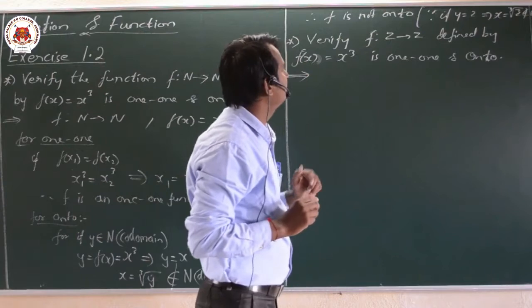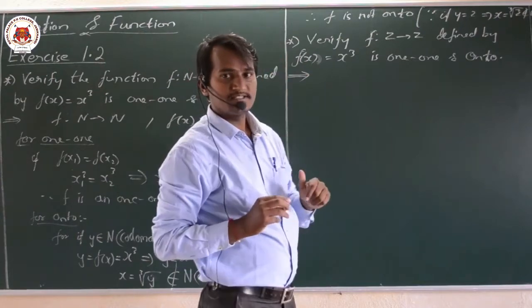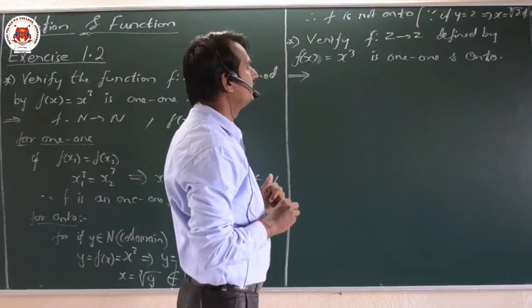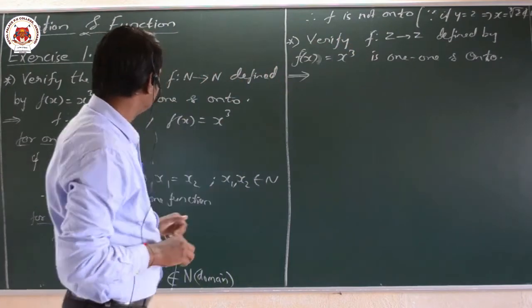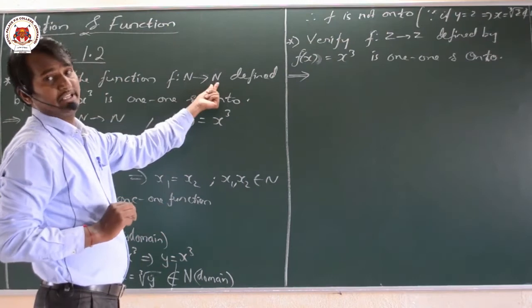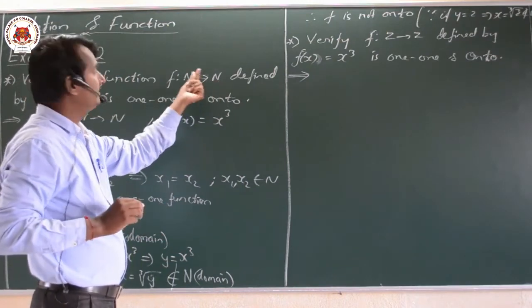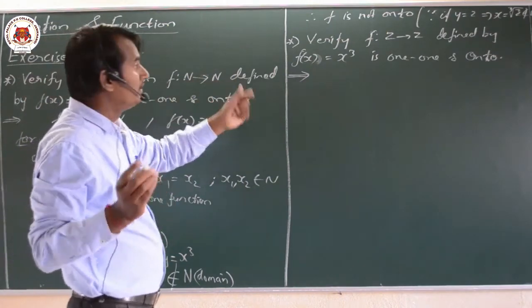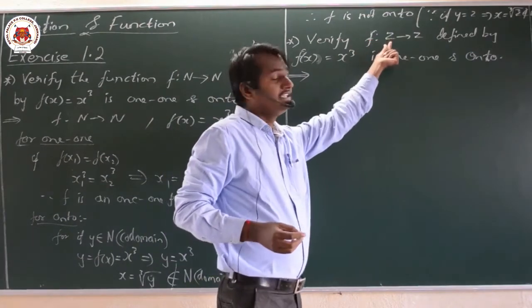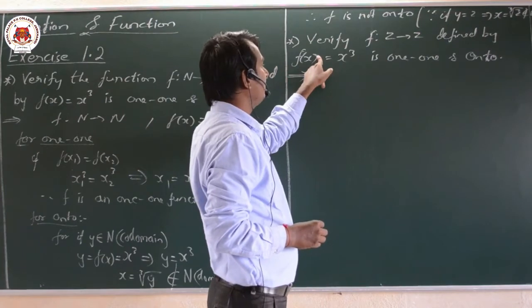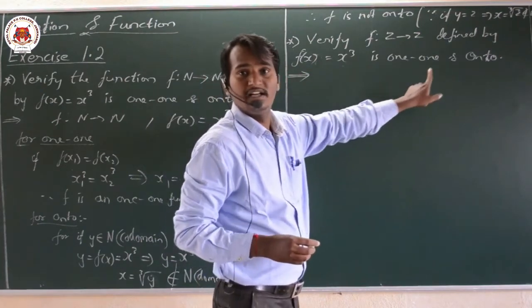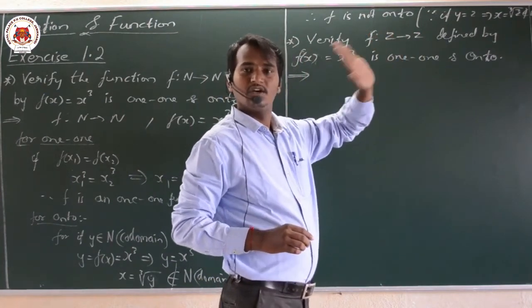Okay dear friends, let us move on with the next problem. Now what is the next problem here? Verify f from Z to Z. Earlier we had f from N to N, natural numbers to natural numbers, but here he has given f from integers to integers, defined by f of x equal to x cube, is it one-one and onto?